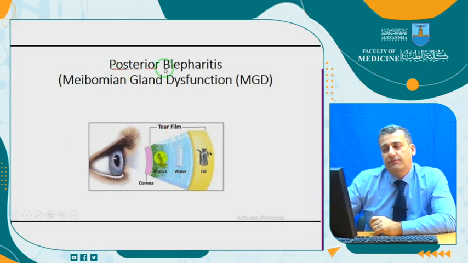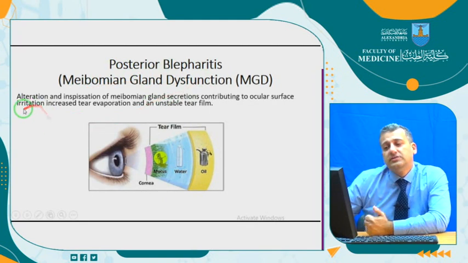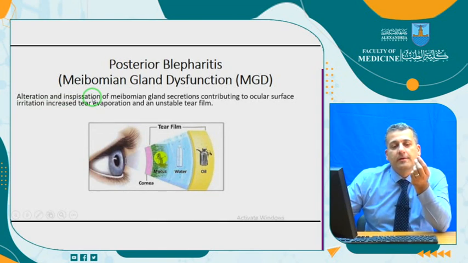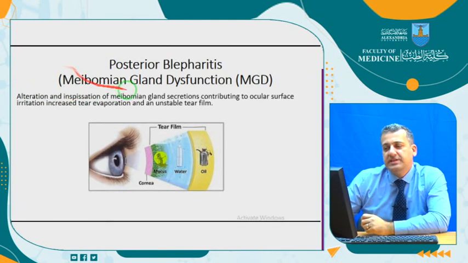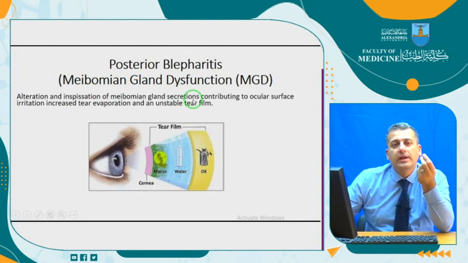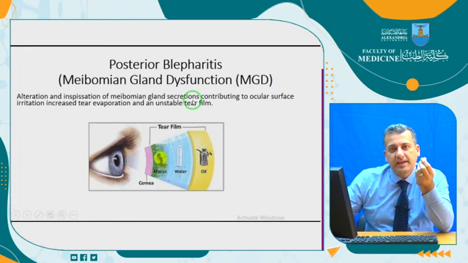So this posterior blepharitis is also known as meibomian gland dysfunction. There is alteration and inspissation of the meibomian gland secretion. Inspissation means it becomes more viscid, more cream-like or toothpaste-like. So the meibomian secretions are no more oily-like; they are thicker in density.